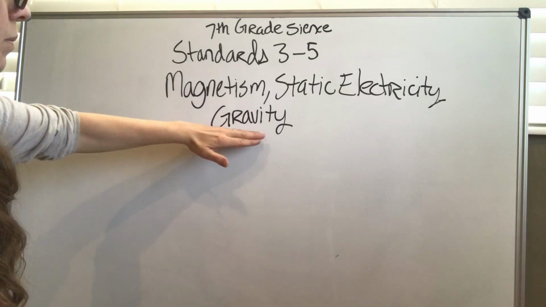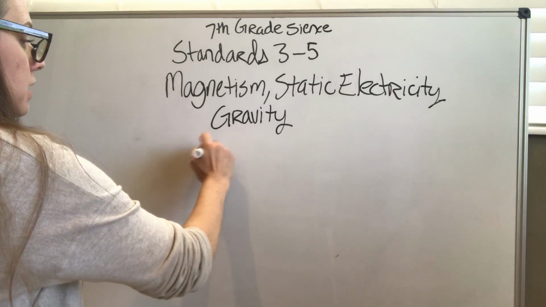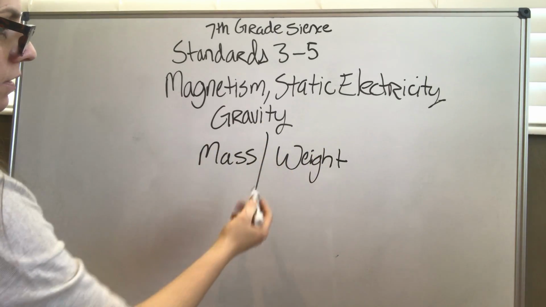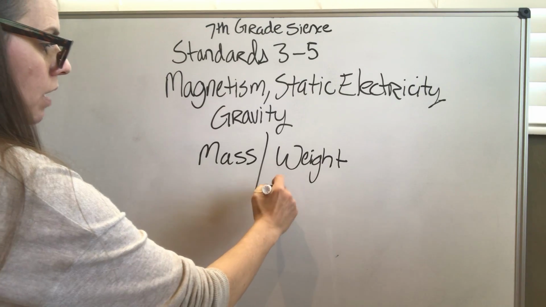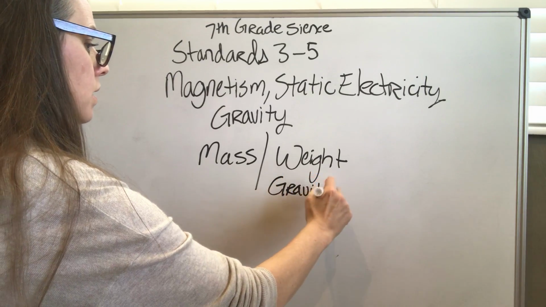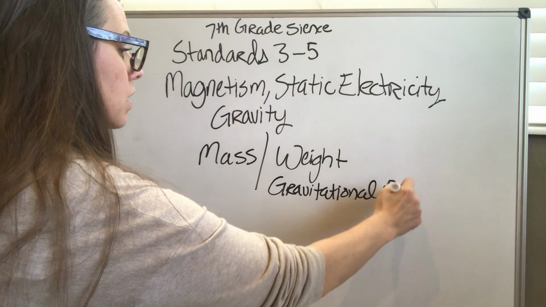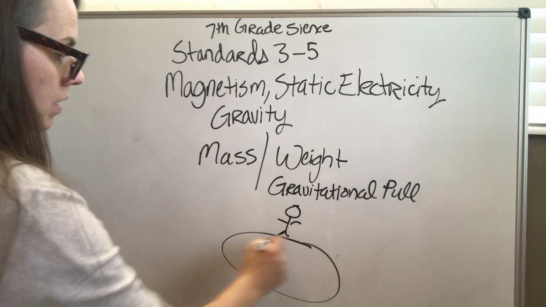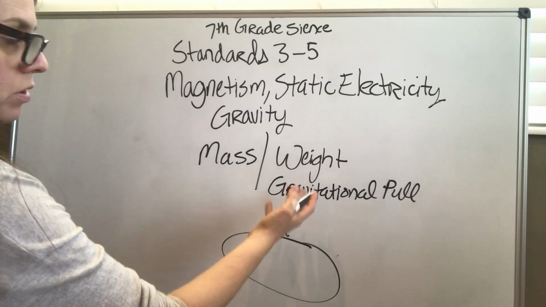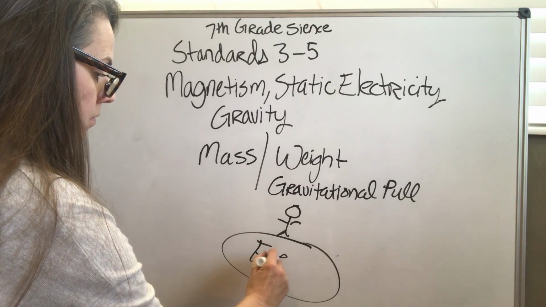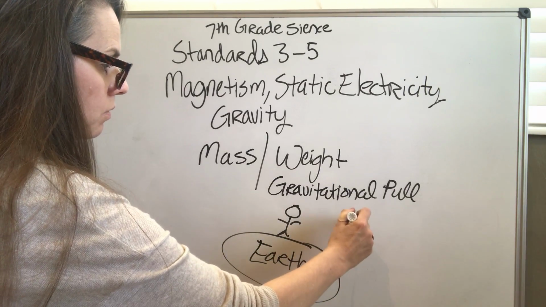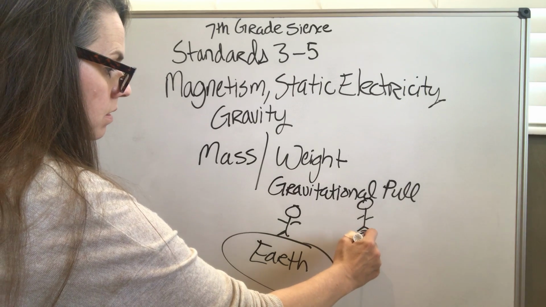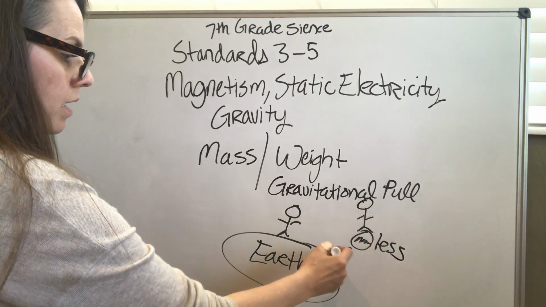Okay, so on the gravity part, we talked about the difference between mass and weight. So weight is a factor that depends on gravitational pull. So if we're standing on our planet, Earth, then we're going to weigh a certain amount. But if we then go to the moon and weigh ourselves on that, then we're going to weigh less than we weigh on the Earth.